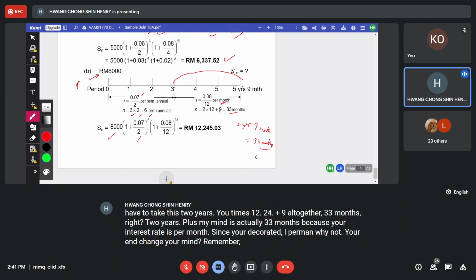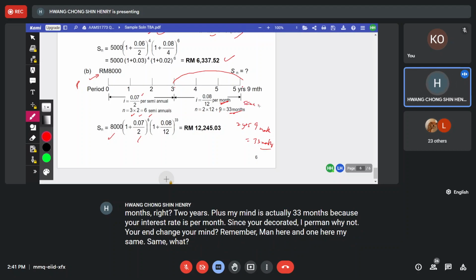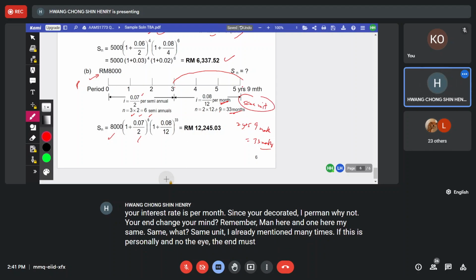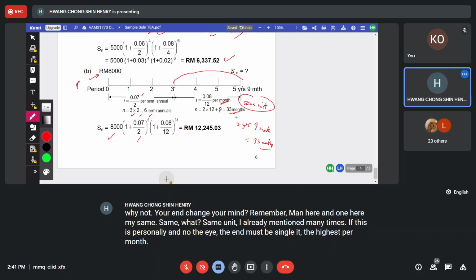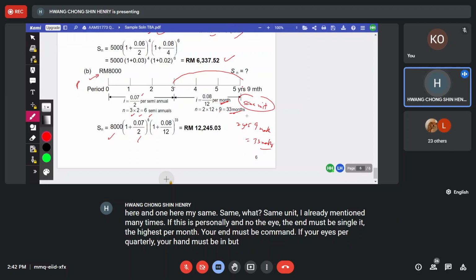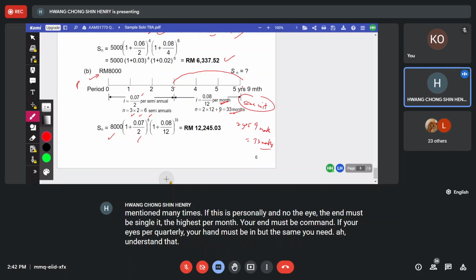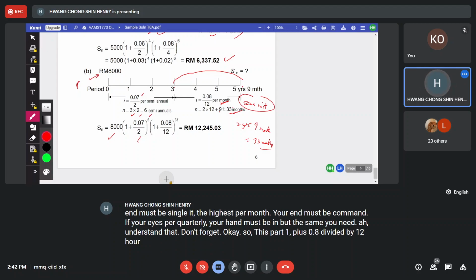Remember, month here and month here must be what? Same unit. I already mentioned many times. If this is per semi-annual, the N must be semi-annual. If the I is per month, your N must be per month. If your I is per quarter, your N must be in quarter. Same unit. Understand that? Don't forget. Okay. So this part 1 plus 0.08 divided by 12, power of 33.